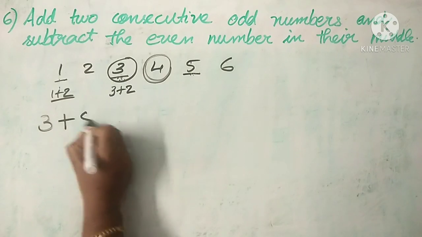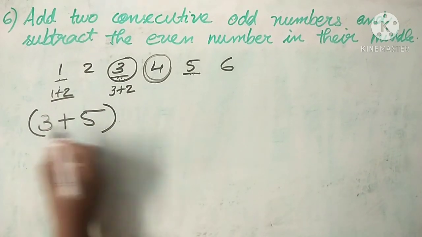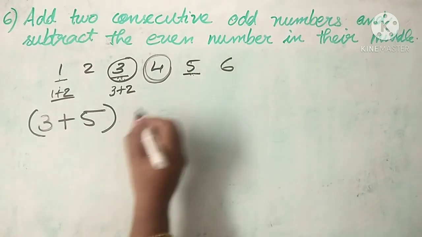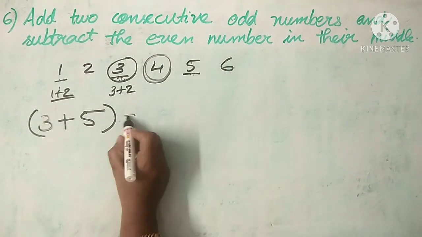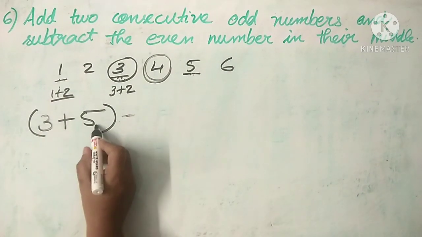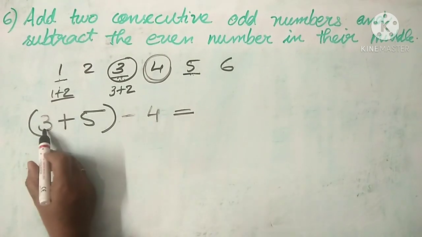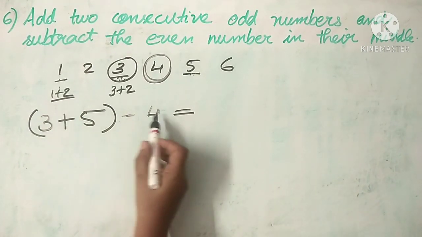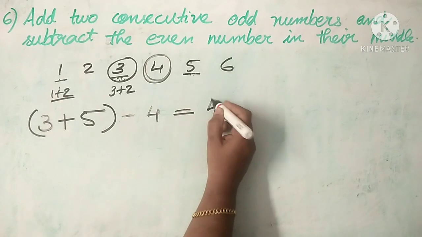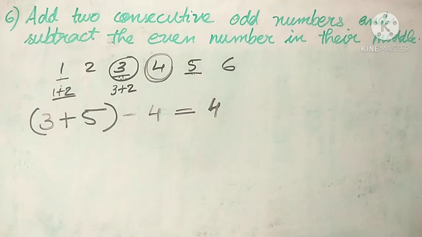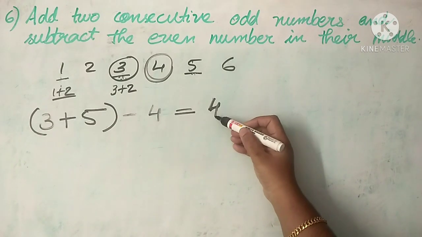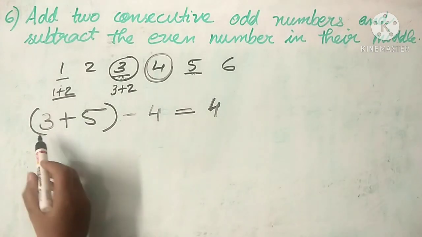Add two consecutive odd numbers, 3 plus 5, and subtract the even number in their middle. The even number in the middle of 3 and 5 is 4. The sum is 5 plus 3, what is the answer? 8. 8 minus 4 is 4. The answer is 4. Now we have to relate this 4 with the number which we took first.